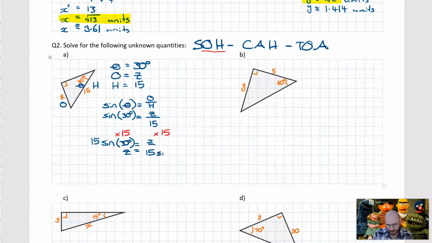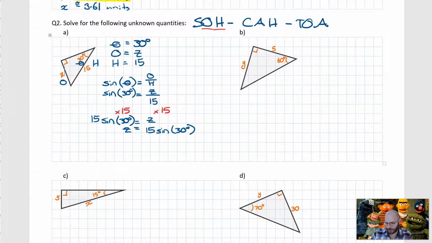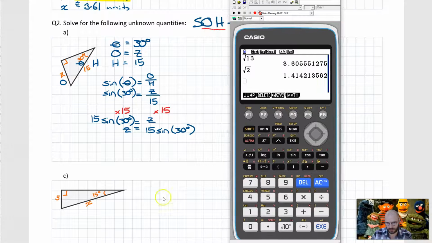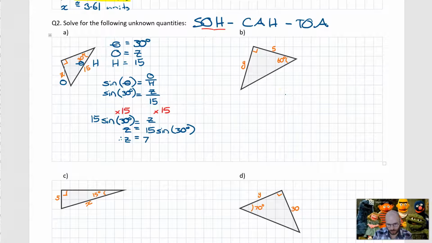15 sine 30 degrees. Now bringing up our calculators, because we can't do the trig ratios in our heads just yet, we're going to go 15 sine 30, and that's going to yield a result of 15 over 2, or 7.5. So therefore z is equal to 7.5 units, because remember, this is a side length.